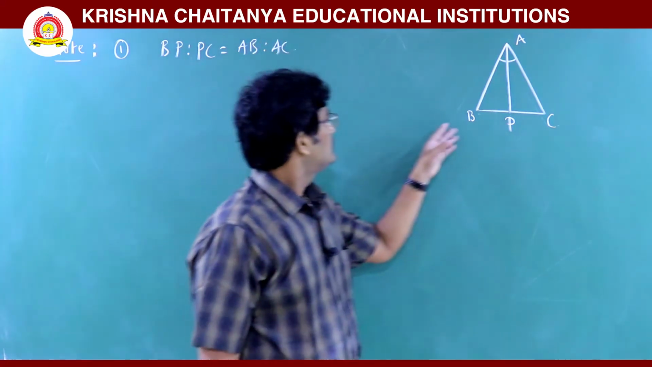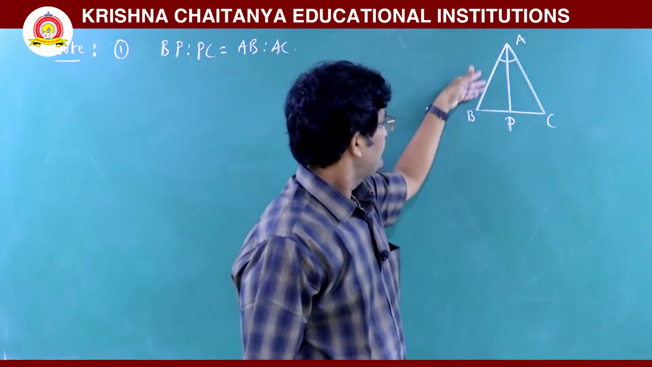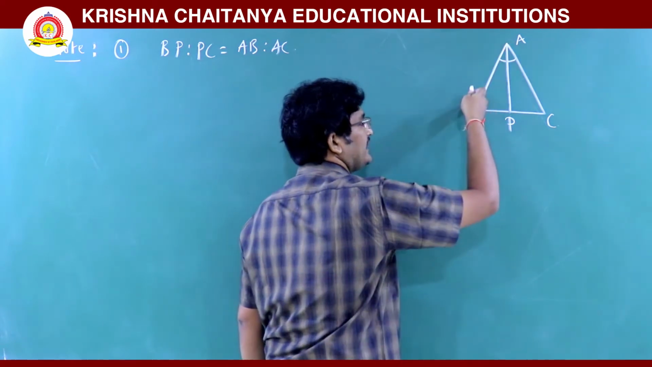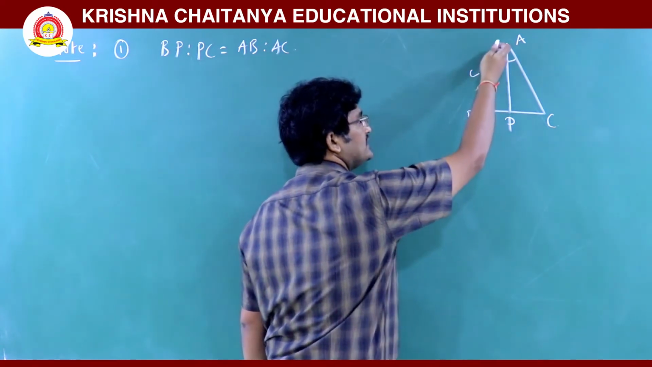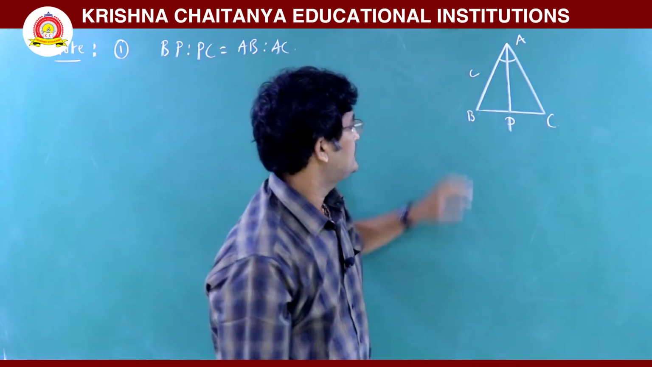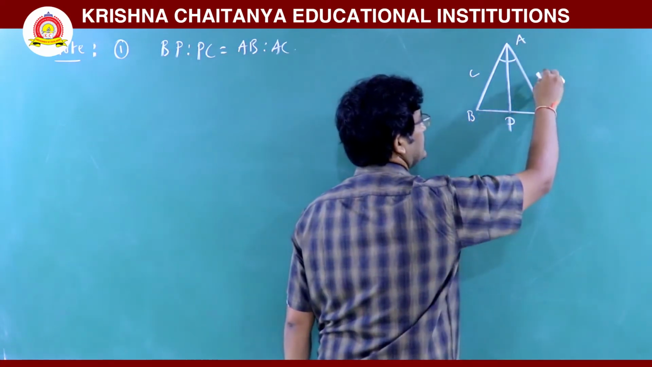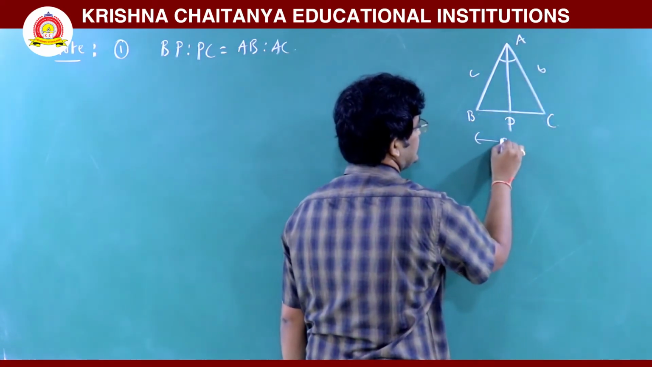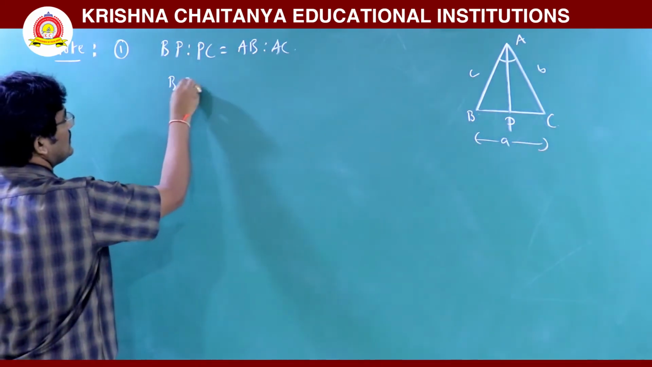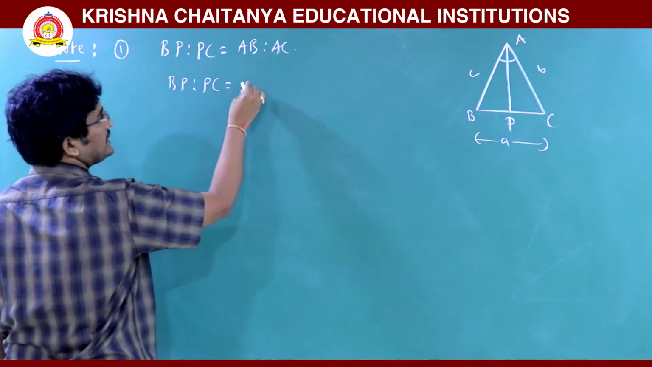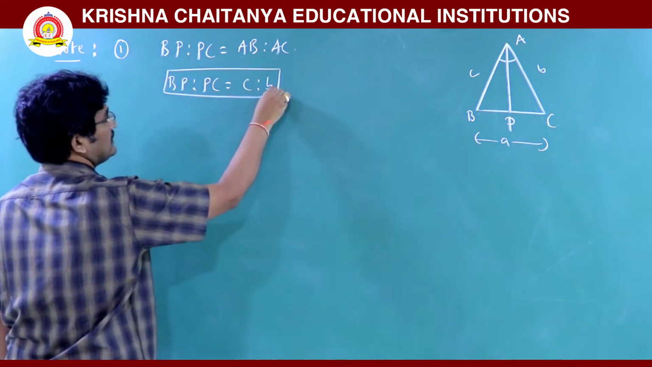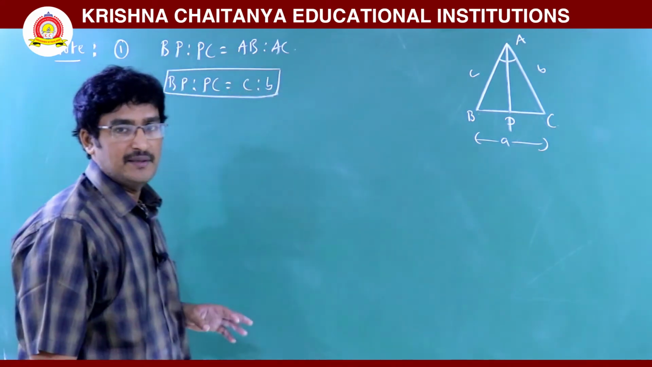According to the naming conventions in triangle ABC, this length will be taken as c. This is the length which is opposite to vertex C, so we take this length as c in general. We take this length as b. In the same way, this length is a. So it is clear. Then BP to PC equals c to b. You know about this one. I already explained it in the concept of the incenter of triangle ABC.